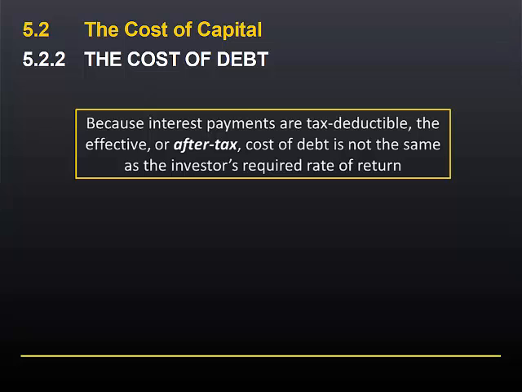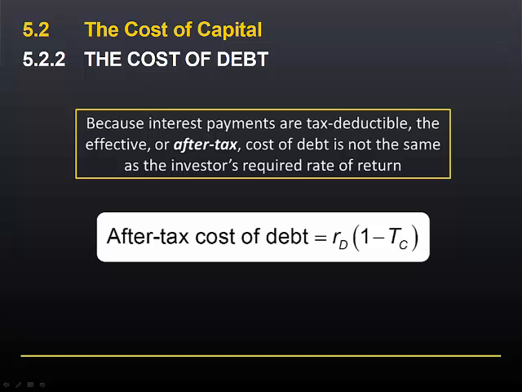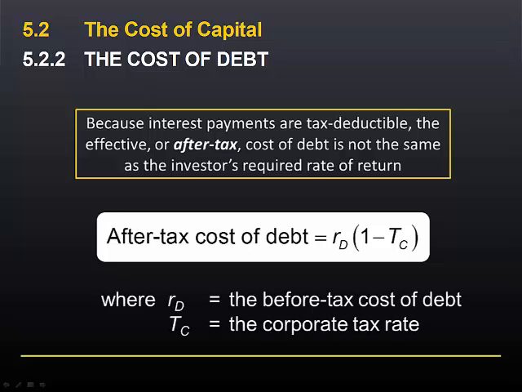There's one final issue we need to deal with. Because interest payments are tax deductible, the effective or after-tax cost of debt is not the same as the investor's required rate of return. The Australian Taxation Office allows firms to reduce their taxable income by the cost of debt, or interest payments that have been made. This is the formula to calculate the after-tax cost of debt, where RD is the before-tax cost of debt and TC is the corporate tax rate. For example, if the tax rate was 25%, the after-tax cost of debt would be 75% of the before-tax cost of debt.